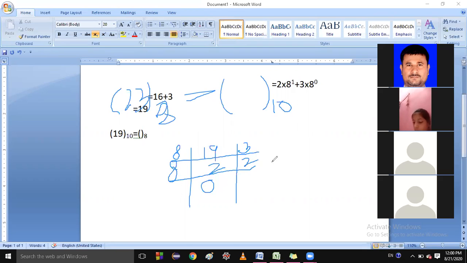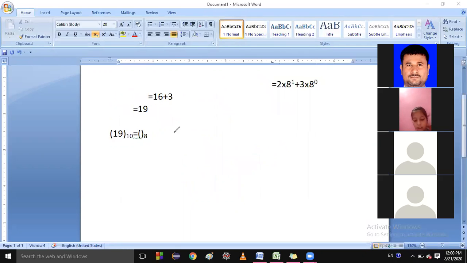So you will write the answer in the reverse direction. 23, sir. So the answer will be 23 base 8. Not power 8, base 8. This is the base. Sorry, base. Right now everything is clear. Okay, students, so next question, I'm taking the next question.